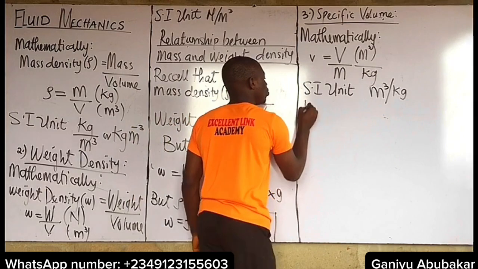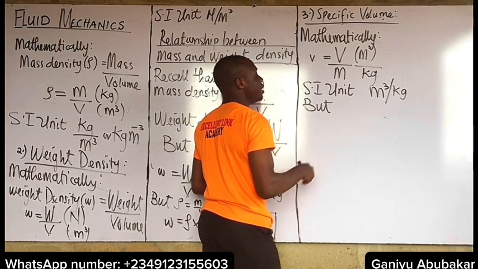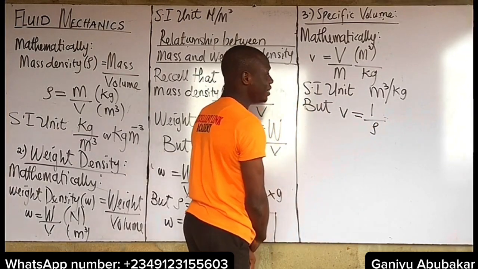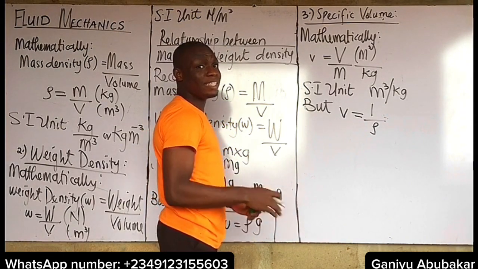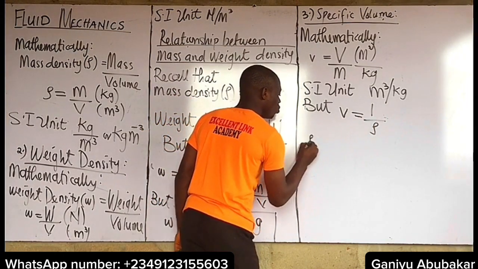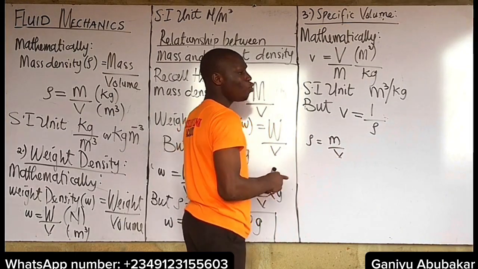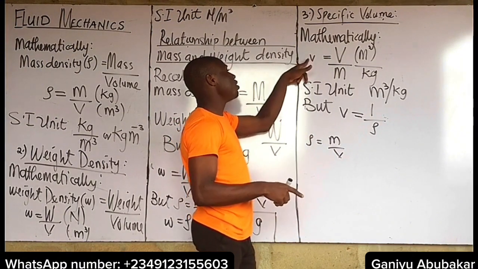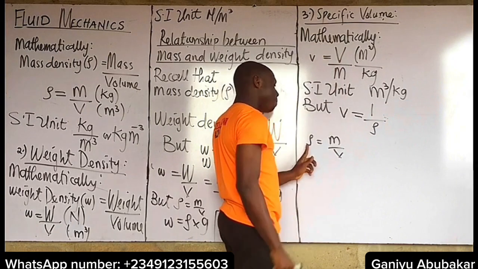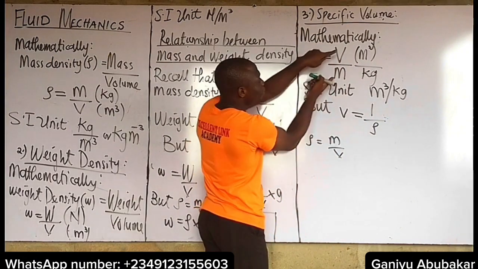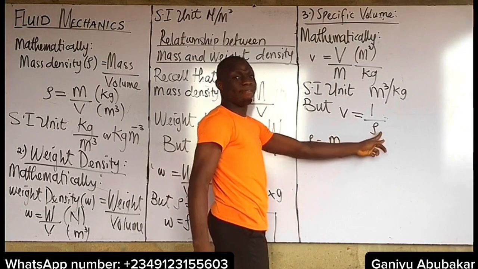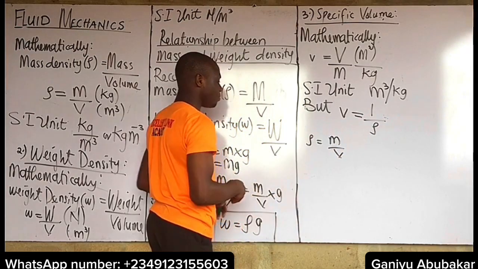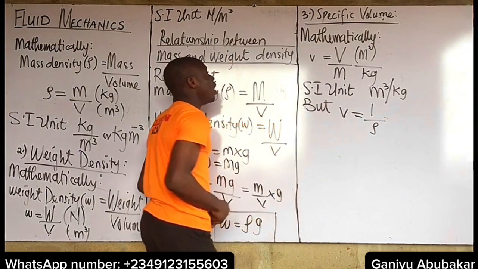But we said that specific volume is the inverse of mass density. What we know is that rho is mass over volume. Look at specific volume and mass density. Specific volume has mass down, volume up. Mass density has mass up, volume down. If I swap the position, it's simply the inverse. So specific volume is the inverse of mass density, as you can see in front of you.